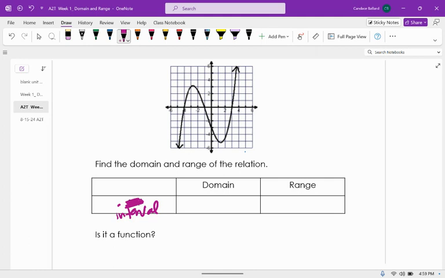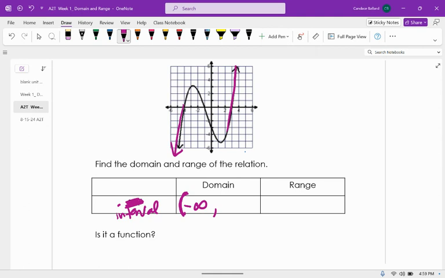My x values go down. So we're thinking about x values. We're going to the left. That arrow means it keeps going to the left and left and left. Going to the left forever means I'm going to negative infinity. Infinity is always open, so I'd use a parentheses.